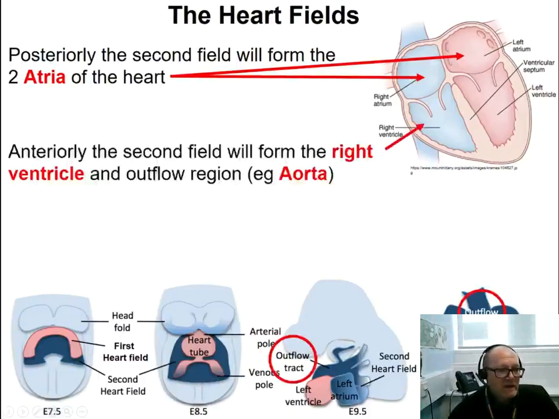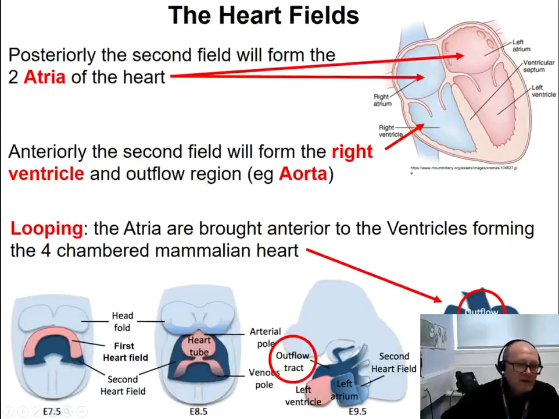Anteriorly, the second heart field cells also form most of the right ventricle. So the right ventricle is also formed mostly anteriorly during development, and only after looping do these anterior cells find themselves in a posterior position in the right ventricle here.